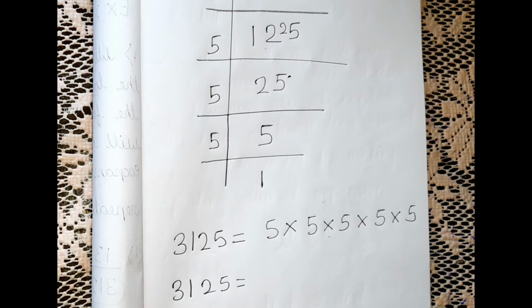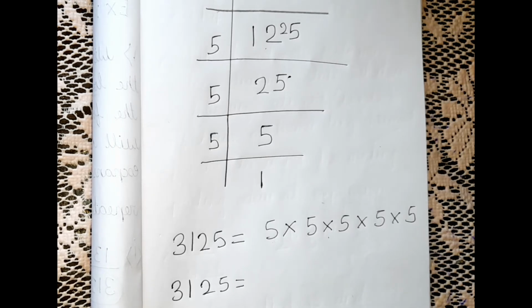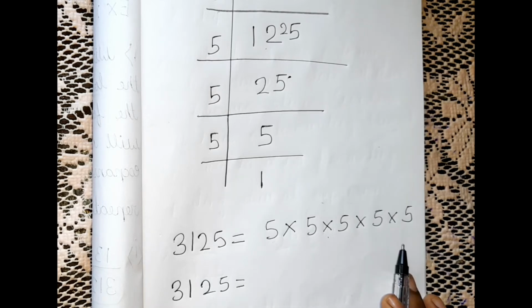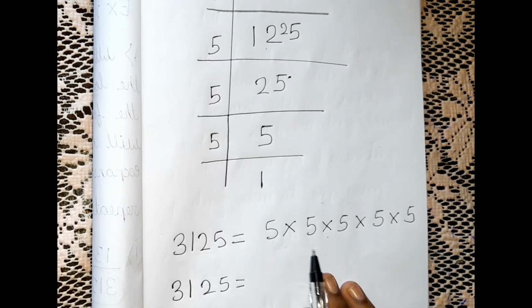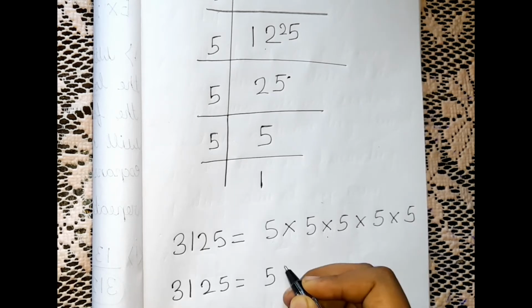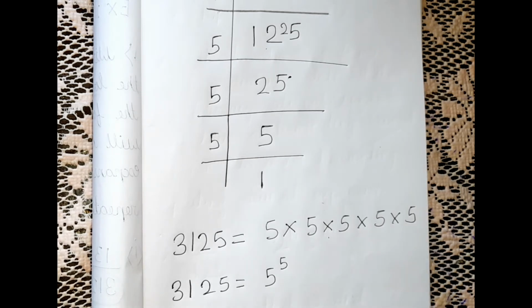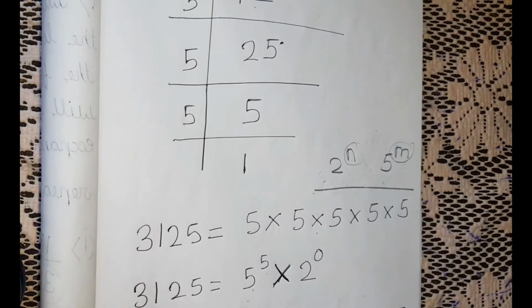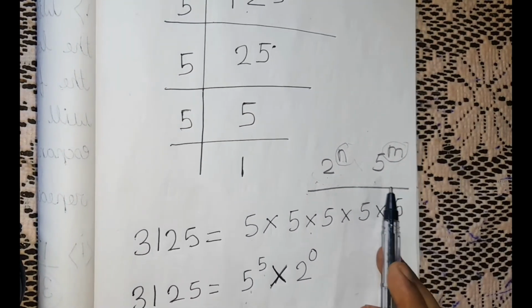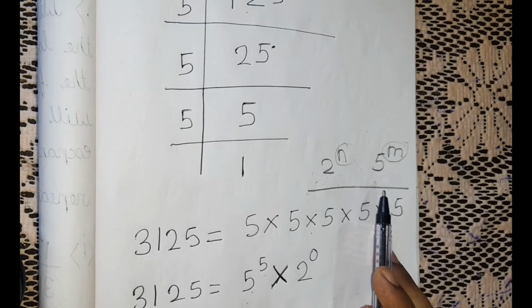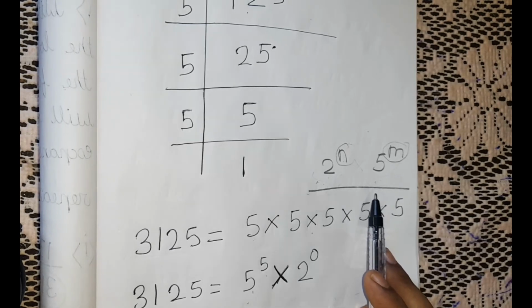I hope you guys know what exponent form is. Exponent form means, for example, I have 2 into 2. Instead of writing 2 into 2, we shall write 2 square. Here we have the similar values, that is 5, so you shall take 5 power 5. Because we got this 5 five times, we wrote 5 power 5. I hope you guys remember the form, that is 2 power n and 5 power m. So this is the form, and by using this we are going to be solving it.